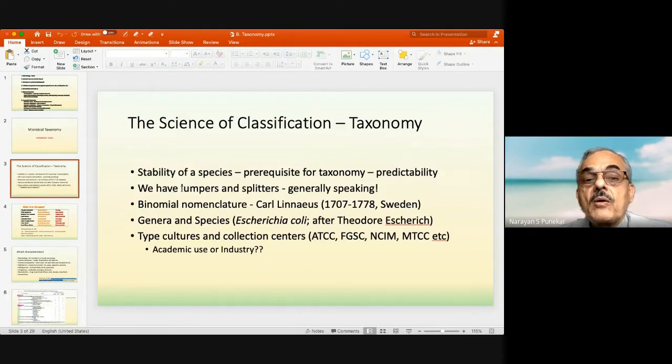A set of people called lumpers try to find out what is common to all these and then put them together into one group. So they are trying to highlight the similarities between groups of organisms. They are called lumpers. And then there are splitters who say even, so to speak, a single nucleotide difference, they would like to call them two different individuals or two different organisms. But where do you draw the line?